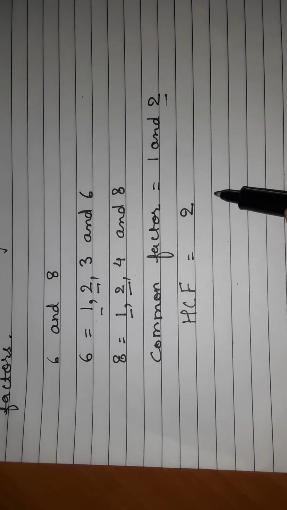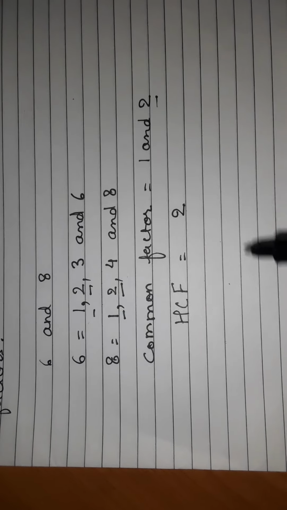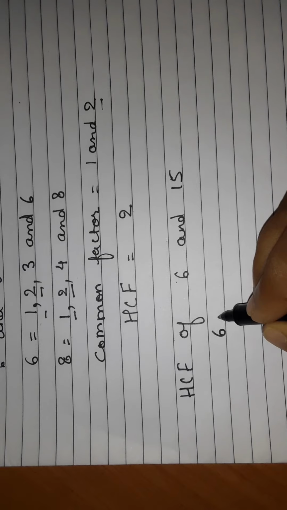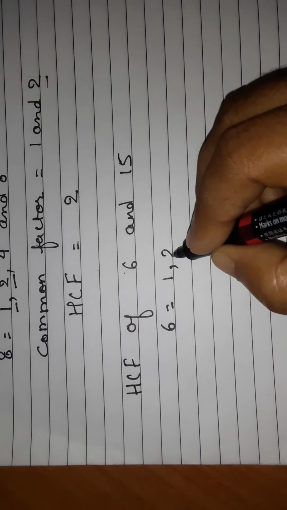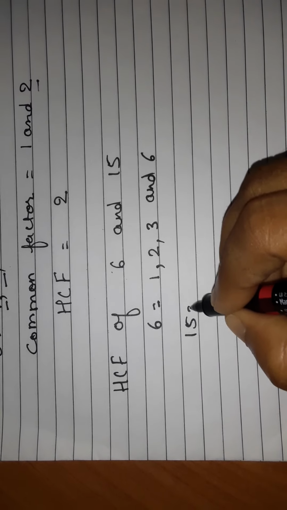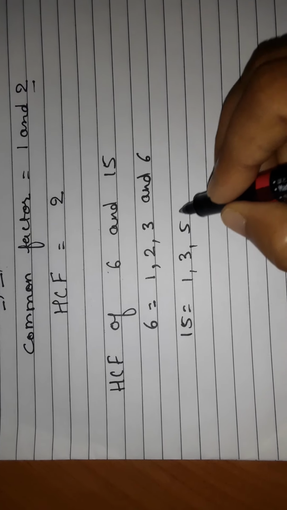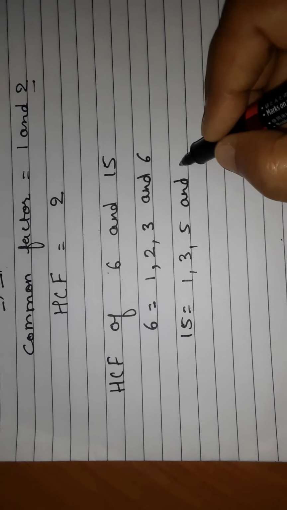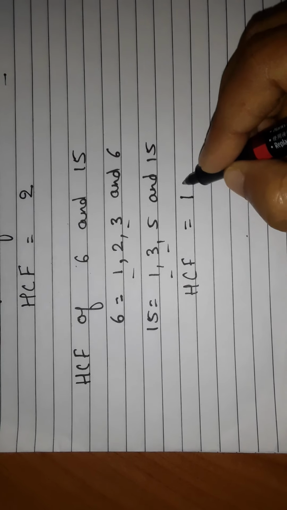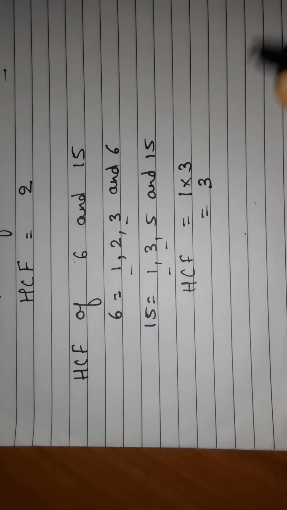Another example: we will find out the HCF of 6 and 15. First we will write down the factors of 6. That is 1, 2, 3 and 6. Then 15, that is 1, 3, 5 and 15. Here 1, 3 are common. So common factors are 1 and 3 and HCF is 3.